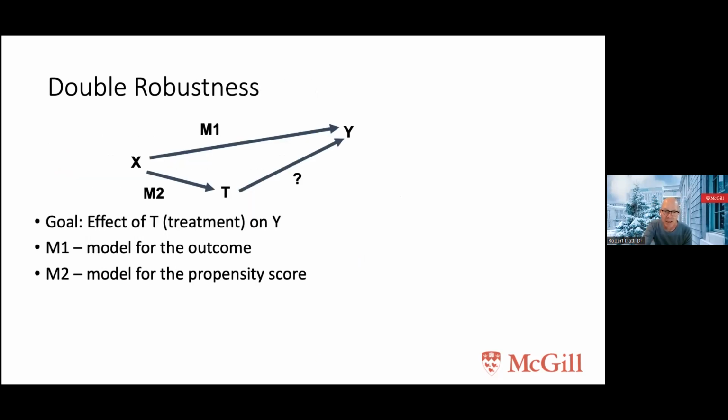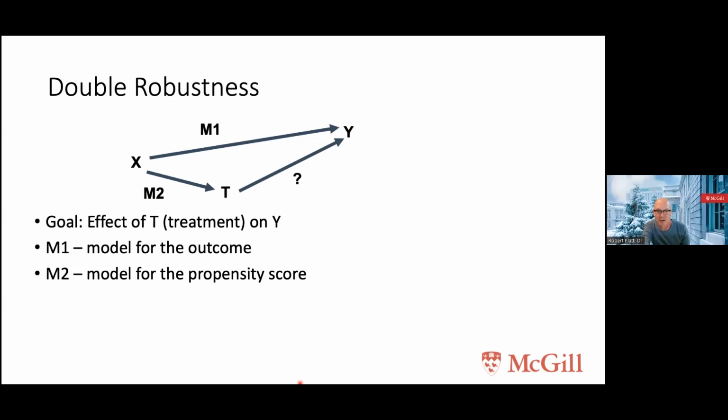And double robust methods were developed to say, well, why don't we do both models and use them in an intelligent way to combine information about the results. So if we fit a model for the outcome, that is, how do the covariates predict the outcome, and we fit a model for the treatment, that is our propensity score, and we combine them in an appropriate way, we can do better than using either model by itself.